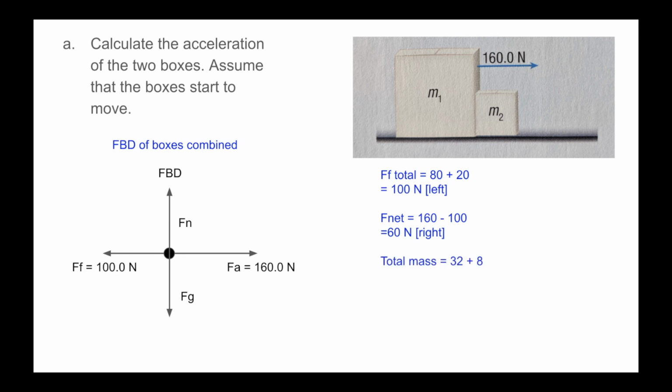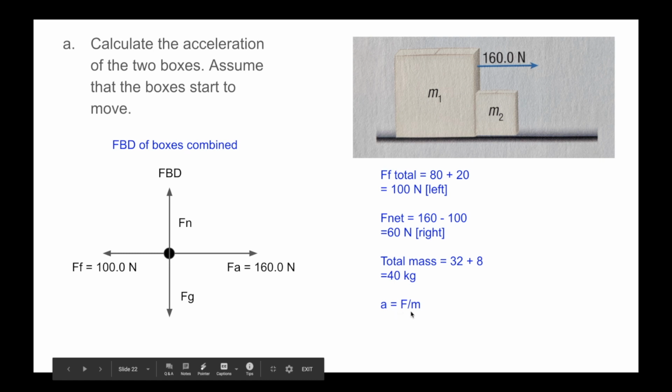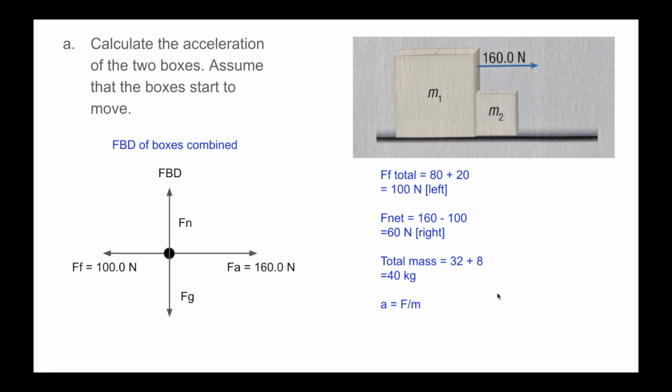The total mass of both boxes combined is 40 kilograms. And so finally, once we've done all those totals, the acceleration is force divided by mass. So 60 divided by 40 is 1.5 meters per second squared to the right. And that's the rate of acceleration for both of the boxes, which is the same because they're basically like attached to each other.